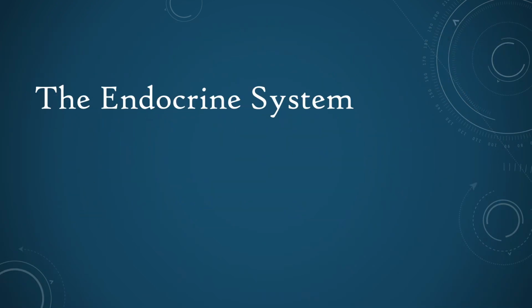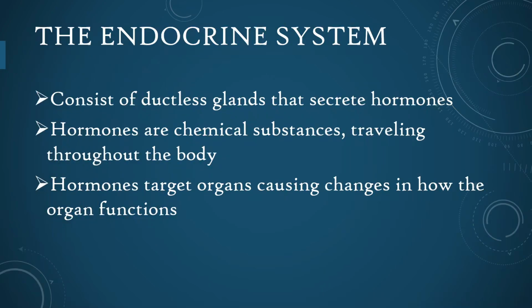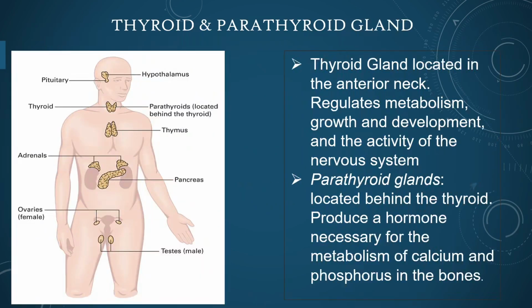Some of the stuff we really don't need to know. Let's see. The endocrine system consists of the ductless glands that secrete hormones. Hormones are chemical substances that travel throughout the body. Hormones target organs, causing changes in how the organ functions. Right? So hormones like insulin, things like that go through the endocrine system. We have the thyroid gland as part of that, and the parathyroid gland is part of the endocrine system.